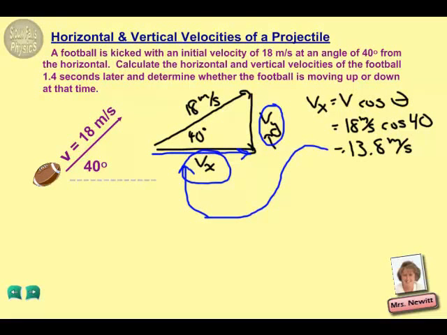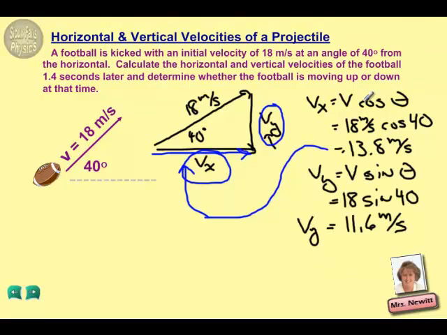Okay, we can do the same thing then in the vertical direction, only in this case the vertical side is the opposite side, and so for opposite sides we would use the sine. So in this case we would again take 18 as the resultant, multiply it times the sine of the angle, and this time we get 11.6. That then is the vertical velocity. So again, as our football travels with a resultant of 18 meters per second at an angle of 40, that means it's traveling upwards at 11.6 meters per second.